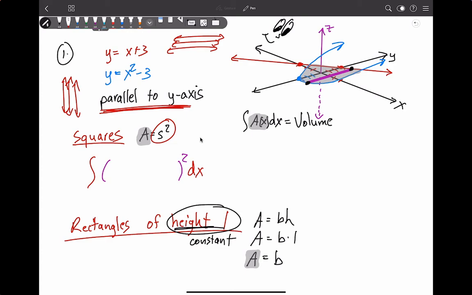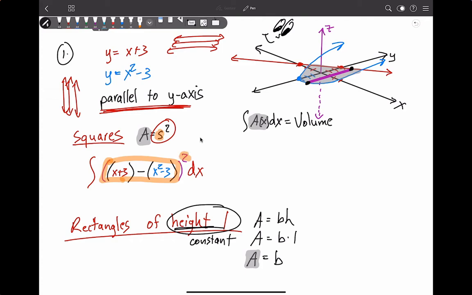And now I just need to do some kind of top minus bottom, to show the length of this purple line that I just drew. The top function is x plus 3. The bottom function is x squared minus 3. And this is the setup for our squares. The entire side was squared, which is all of this is the entire side, and it's been squared. So that's the setup.